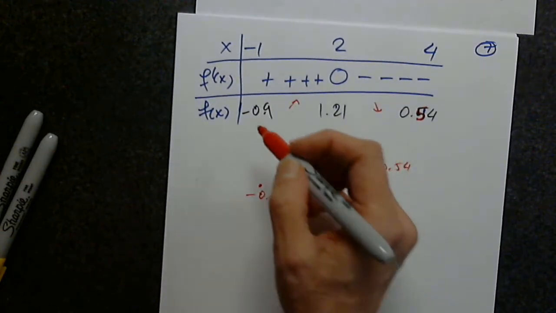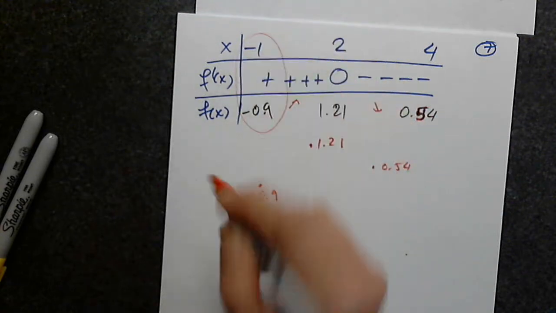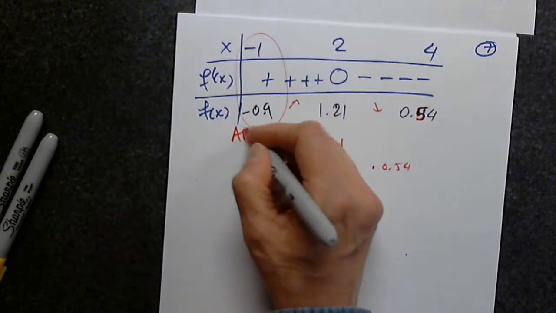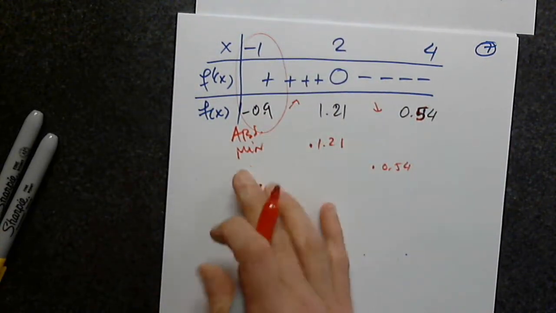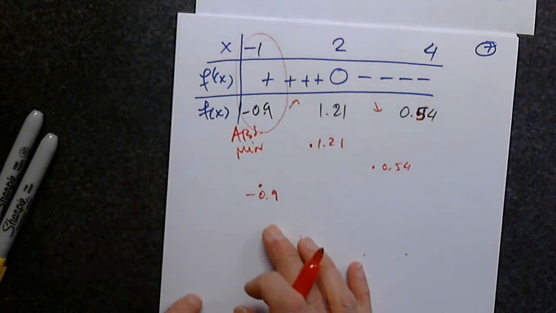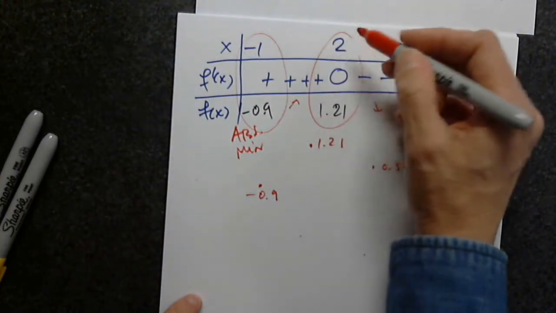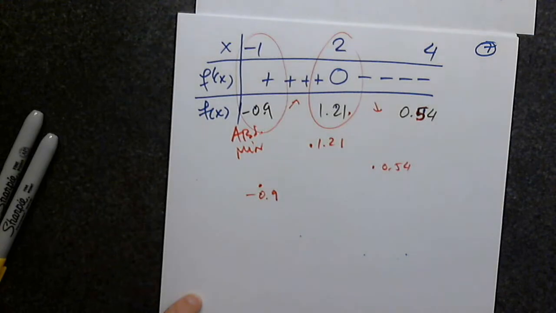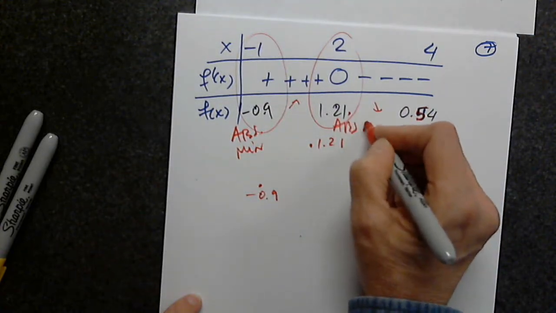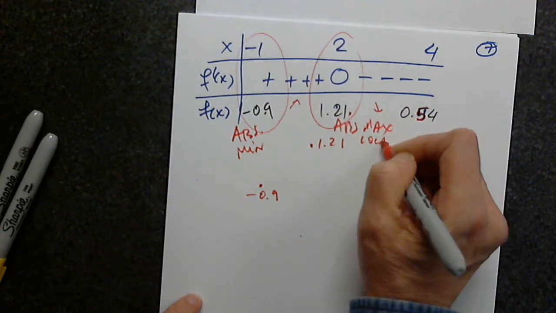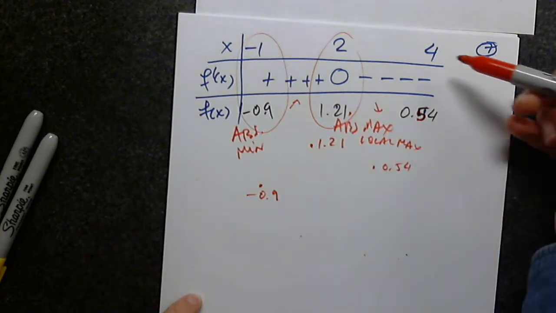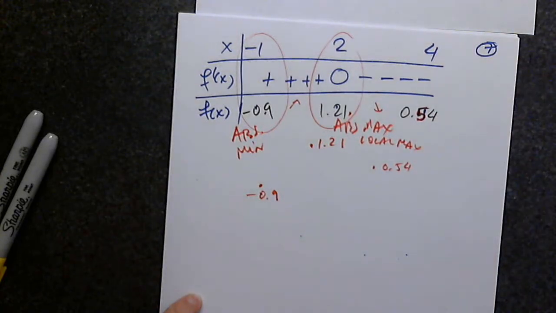So then what does this point represent? Very good, indeed. It's not local because it's at the endpoint. Right. So what type of point is this? 2, 1.21. And local. What point is 4, 0.54? Nothing.